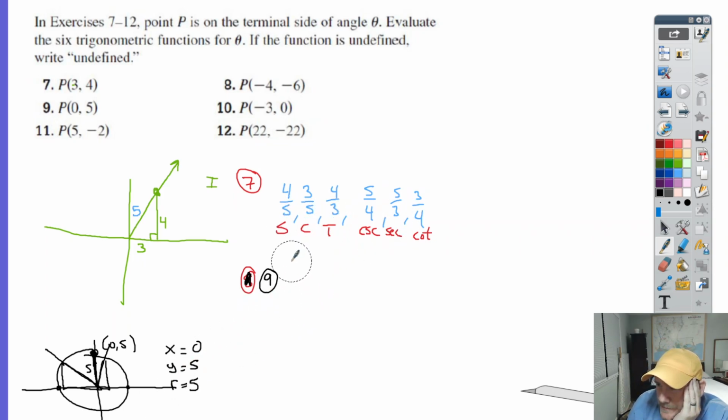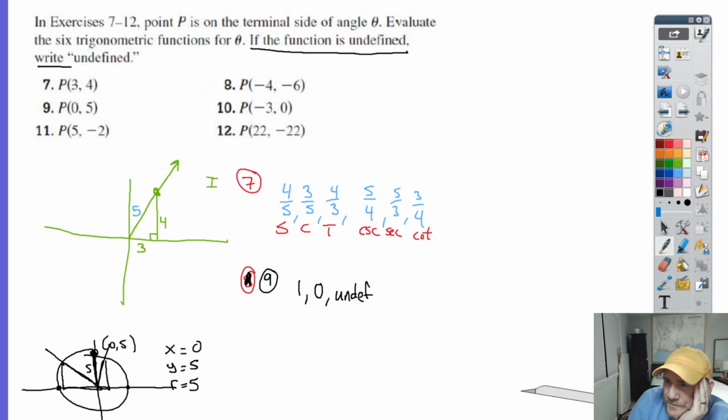Sure. Sine is y over r. So that means it's 5 over 5, which is 1. But cosine is x over r. So it's 0 over 5, which is 0. And tangent is y over x. So tangent is 5 divided by 0. Well, 5 divided by 0 is undefined. So I think for the first time we're seeing a trig function that's undefined. The instructions did stipulate that you might get that, so it shouldn't be too shocking that we did get it.